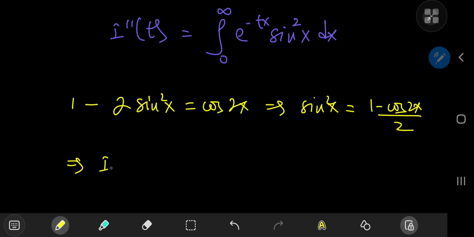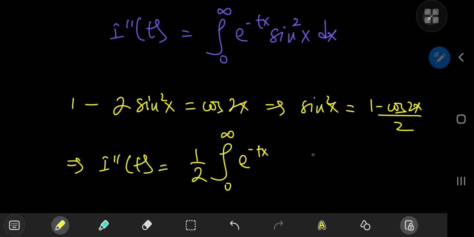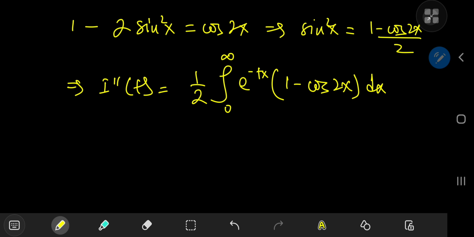So this implies that the second derivative with respect to t equals 1/2 of the integral from 0 to infinity of e to the negative tx times (1 minus the cosine of 2x) dx. And just multiplying out the exponential term here and using the linearity of the integration operator, we have 1/2 times the integral from 0 to infinity of e to the negative tx dx. And this is pretty easy to evaluate, right?